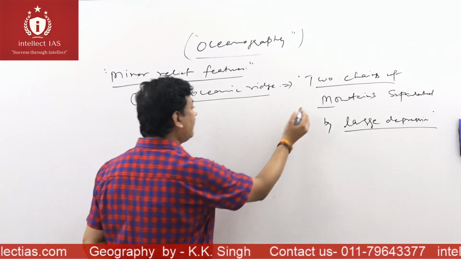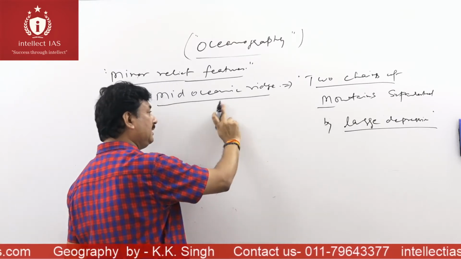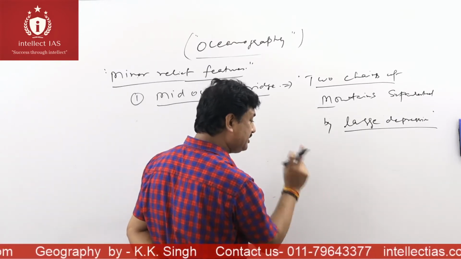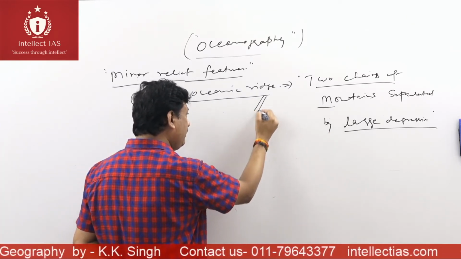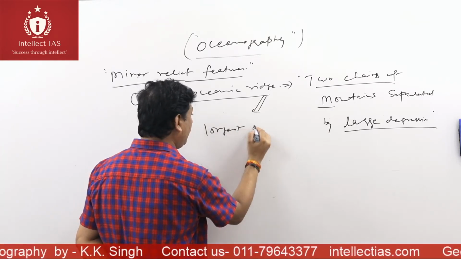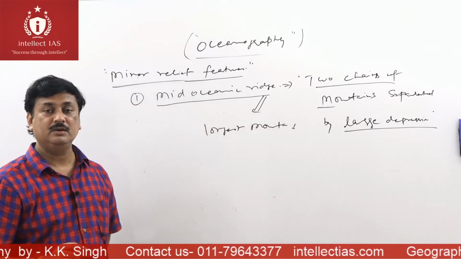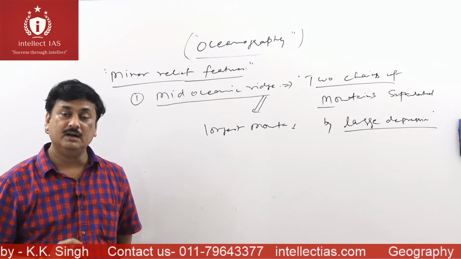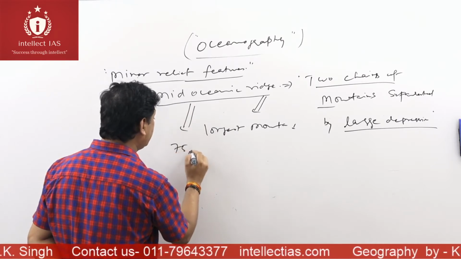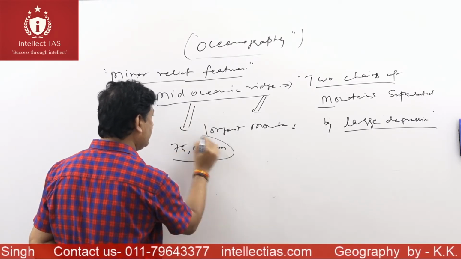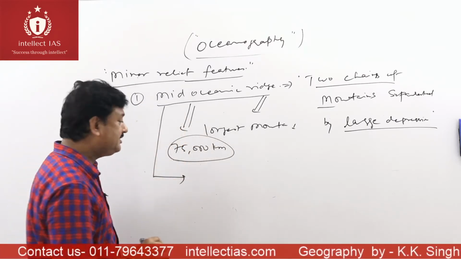These mountains, the oceanic ridges, are two chains of mountains surrounded by a large depression. These oceanic ridges are the longest mountain system on the globe, on the earth. The total length of mid-oceanic ridges is about 75,000 kilometers, and they are located on the divergent plate boundary.